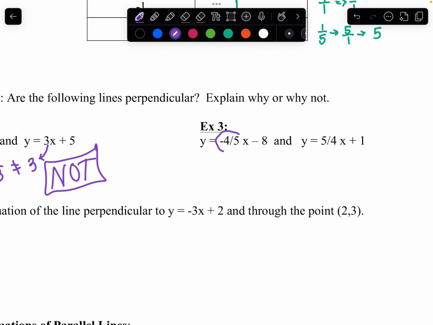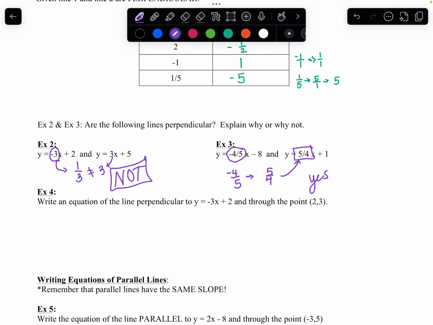Example 3, let's look at our first slope, so negative 4/5. Our perpendicular line would be positive 5/4. I'm just going to erase that positive because we don't write it like that. And lo and behold, look at that. It is positive 5/4. So yes, these two are perpendicular lines.